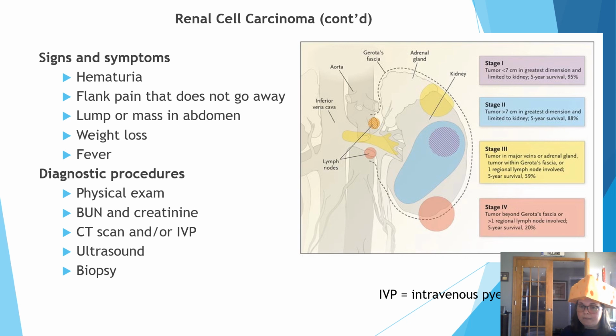Here's a great image that describes how renal cell carcinoma is staged. Signs and symptoms include hematuria, flank pain that does not go away, lump or mass in the abdomen, weight loss and fever. If you notice, these symptoms are very similar to many urinary tract diseases and disorders, so diagnosing others could be done to rule out cancer.